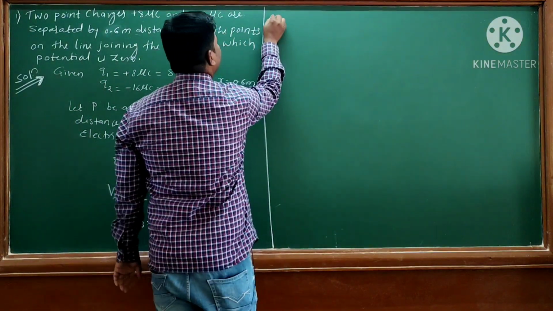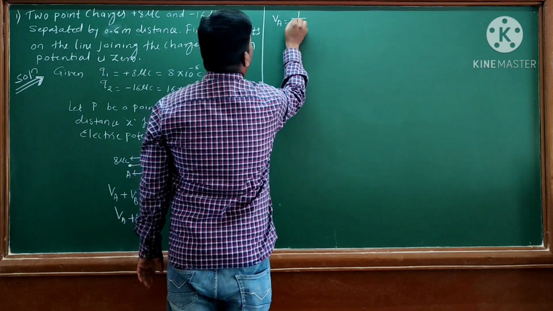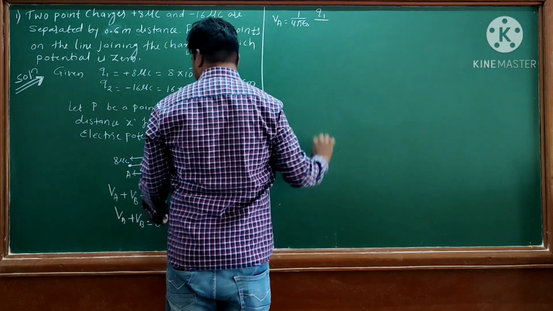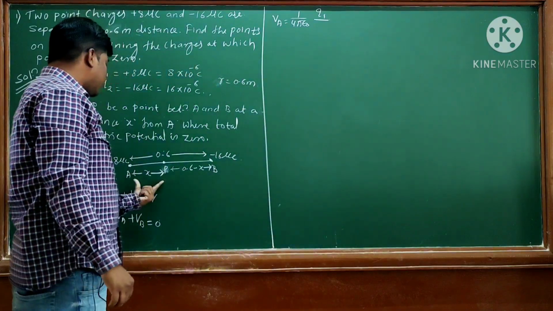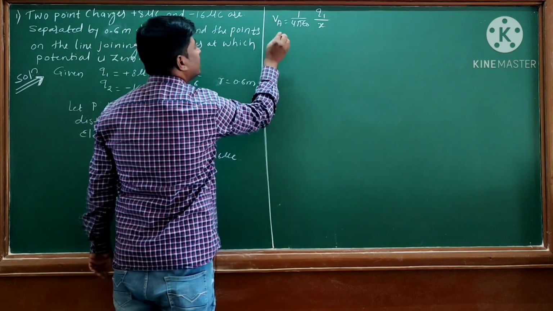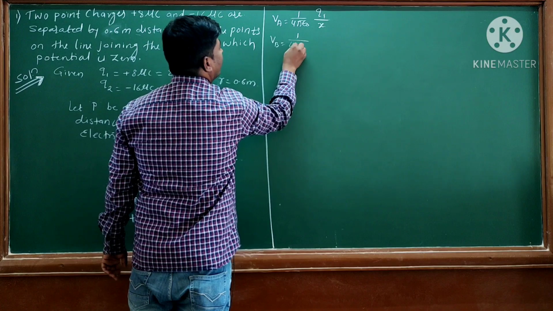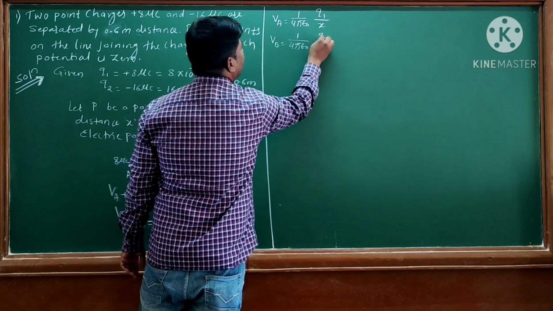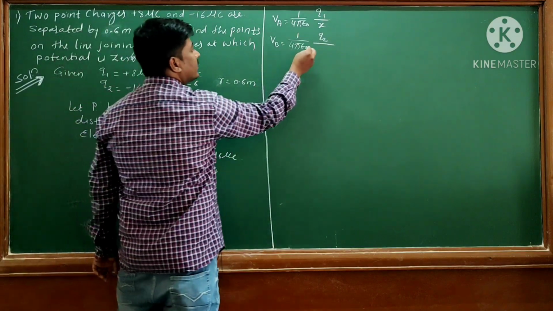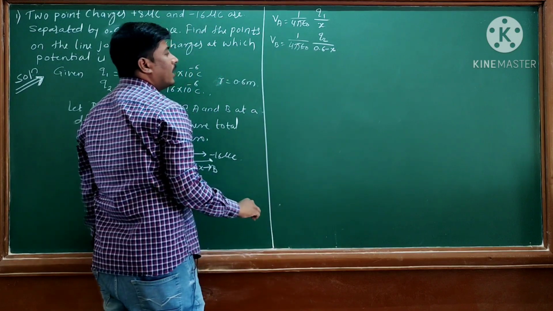So let VA is nothing but what? 1 by 4 pi epsilon naught q1 divided by, what is the distance of this? That is x, right. And VB same, it is 1 by 4 pi epsilon naught q2 divided by this distance, that is BP, it is 0.6 minus x, right.